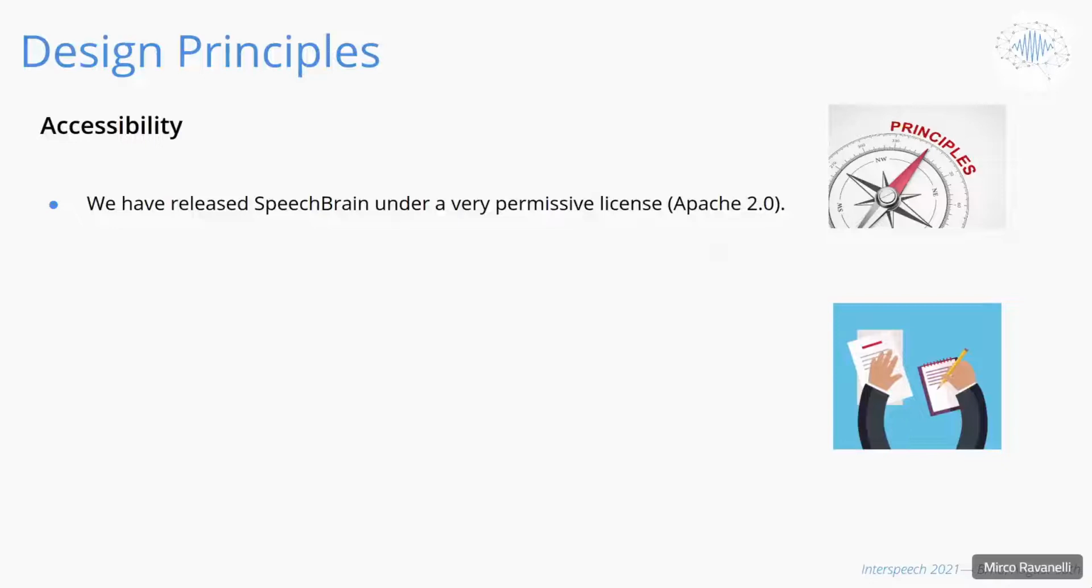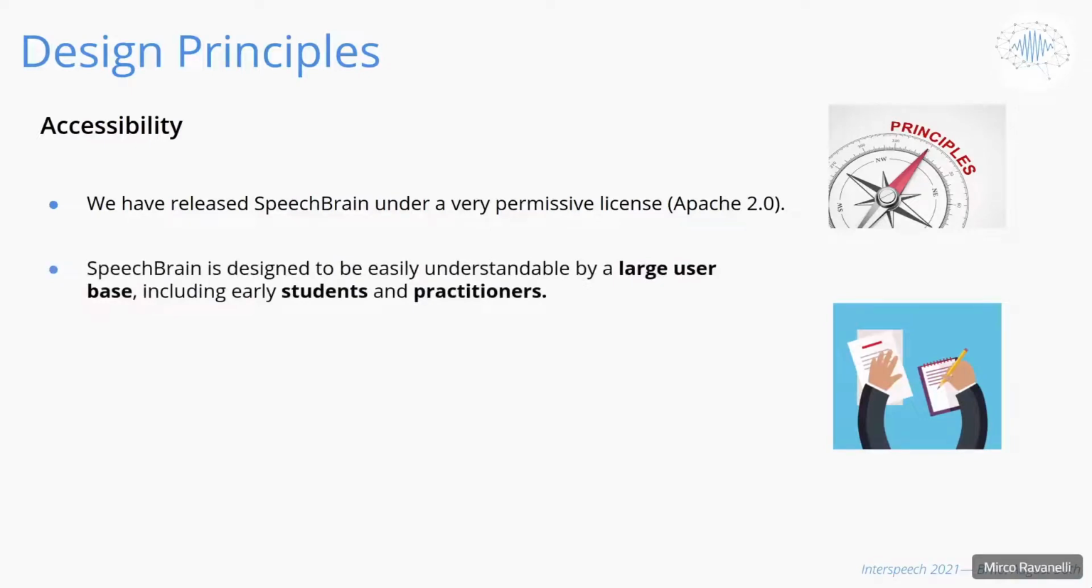Accessibility is another important thing. We are releasing SpeechBrain under a very permissive license, Apache 2, which is just the same as Kaldi, ESPnet, and I think NeMo. In particular, we are putting special care on making the code understandable by a large user base, which includes students and practitioners. So we want SpeechBrain not just to serve research purposes, but also to serve educational purposes.